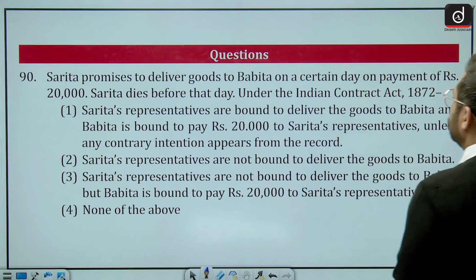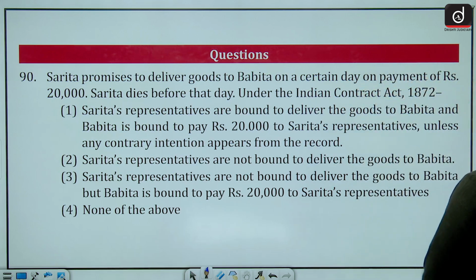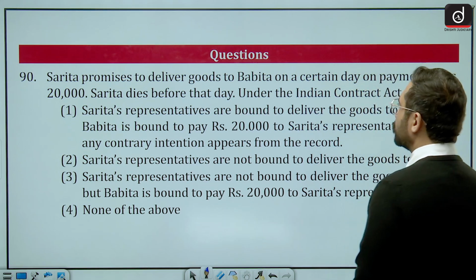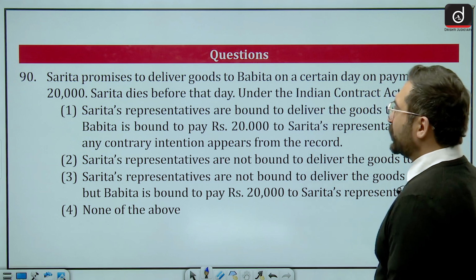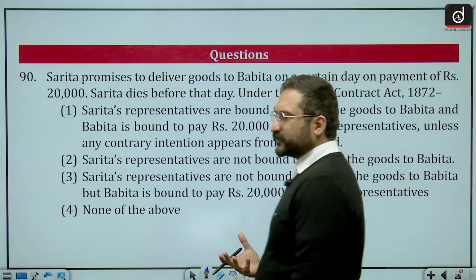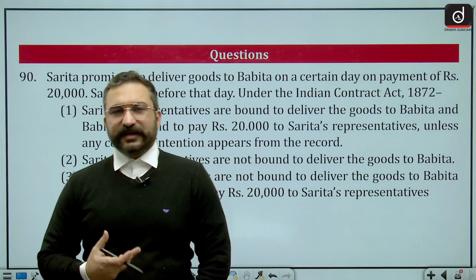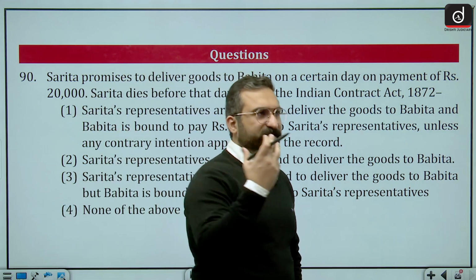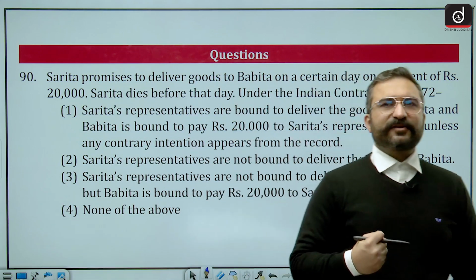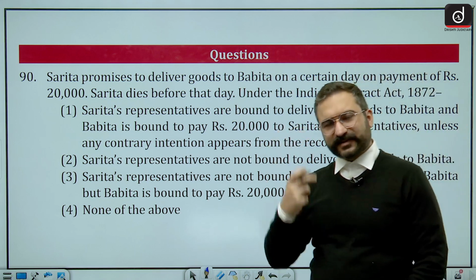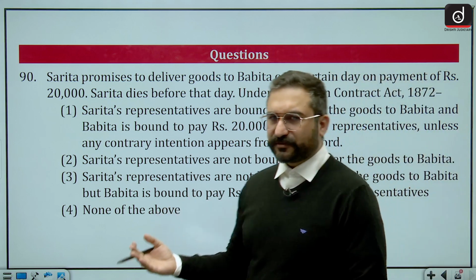Sarita promises to deliver goods to Babita on a certain day on payment of rupees 20,000. Sarita dies before that day under the Indian Contract Act. देखिए जब भी ऐसा कोई कॉन्ट्रैक्ट हो जिसमें यू हैव एन एवेन्यू ऑफ डूइंग द थिंग्स बिकॉज द इंटरेस्ट डिवॉल्व्स अपॉन यू आफ्टर द डेथ ऑफ द पर्सन हु मेड द प्रॉमिस. इफ द इंटरेस्ट डिवॉल्व्स अपॉन यू देन यू आर लायबल टू परफॉर्म द प्रॉमिस.